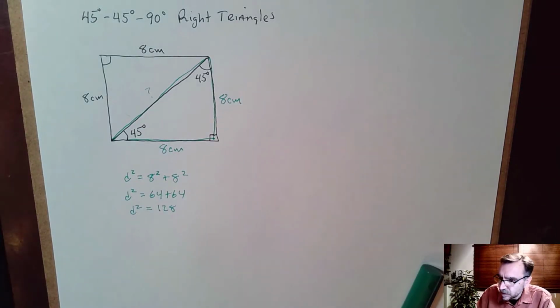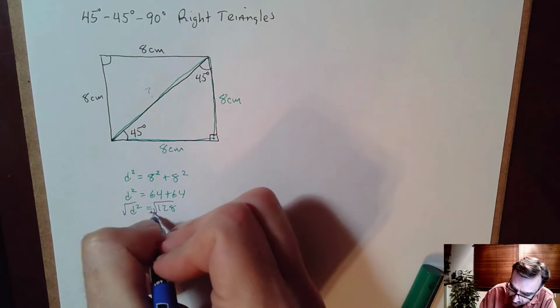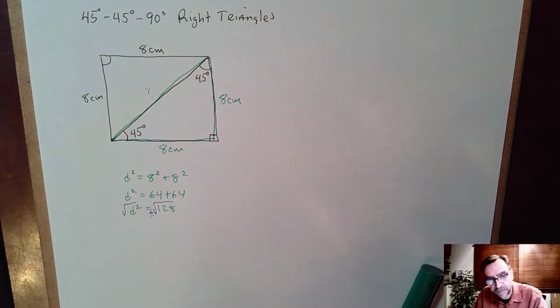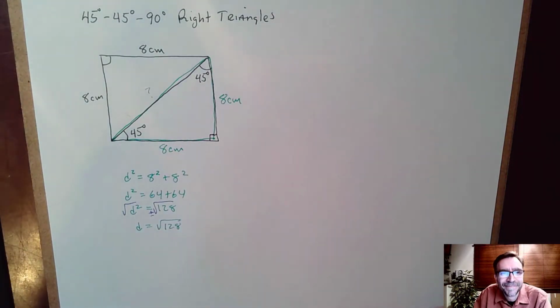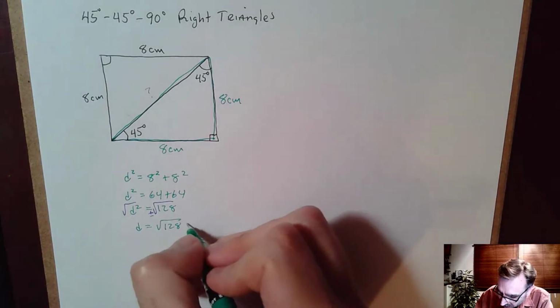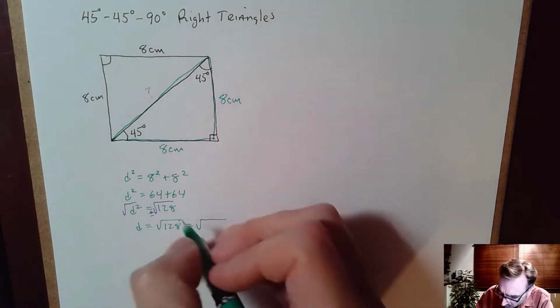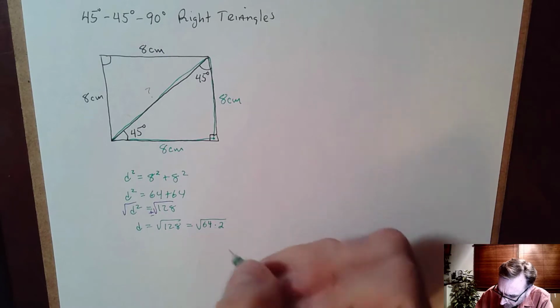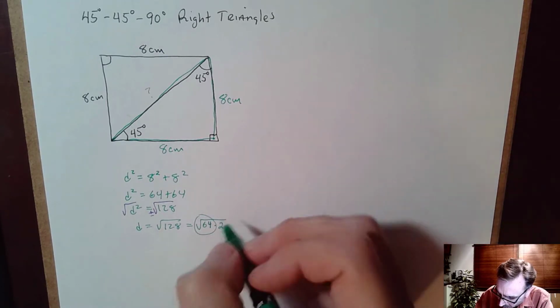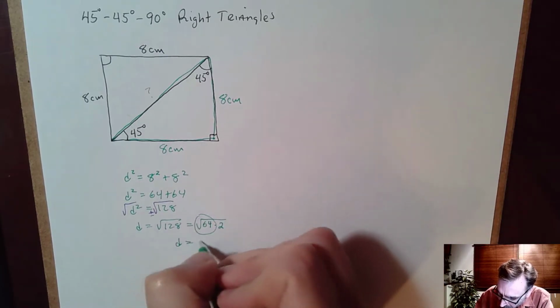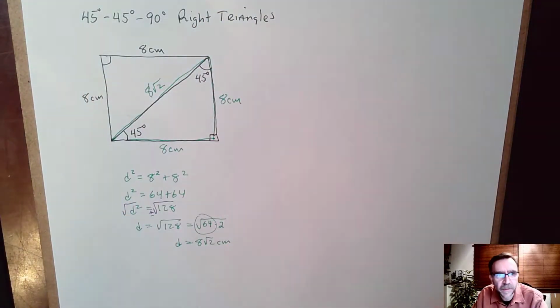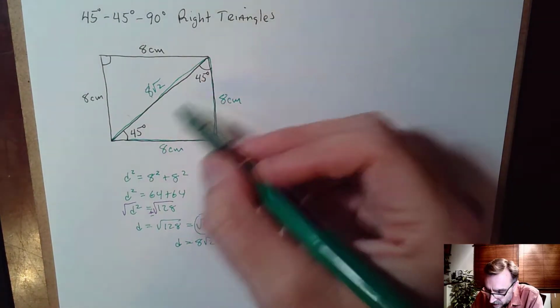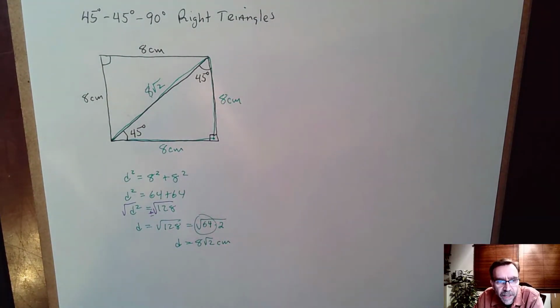And then extracting the square root, taking the square root of both sides, don't forget the plus or minus, we'll choose the positive value because this is geometry. And we can say then d equals the square root of 128. Now 128 is 64 times 2, and the square root of 64 is 8. So d is 8 square root of 2 centimeters. All right, and I can write that in here, 8 square root of 2. So now I know all sides of this right triangle.